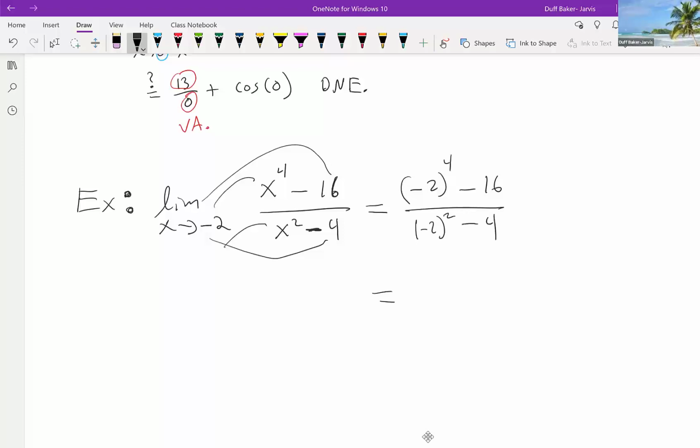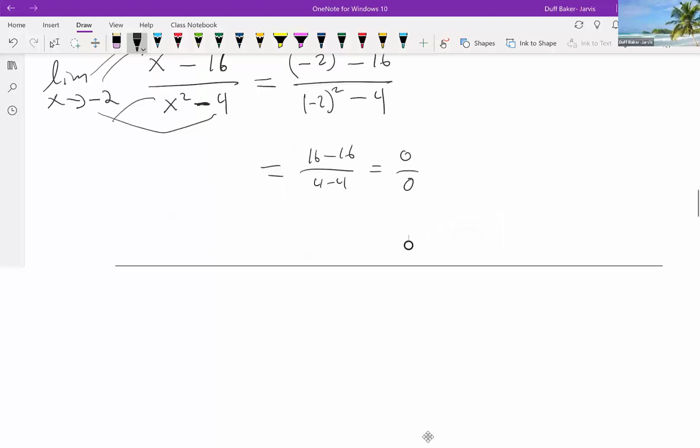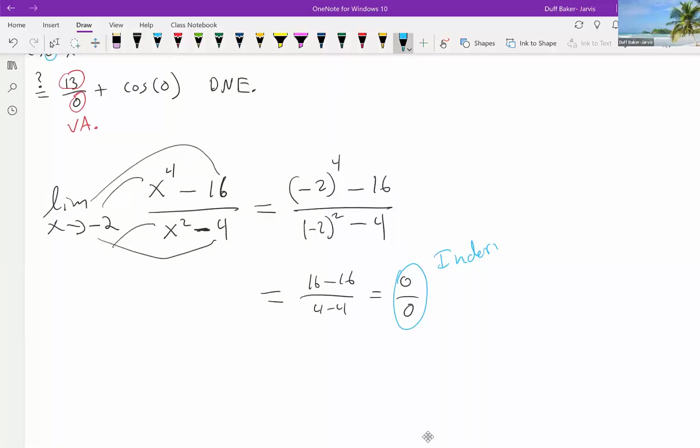But if I do that here, I end up with 16 minus 16 over 4 minus 4. I end up with 0 over 0. So if you ever plug in and end up with 0 over 0, this is what's called an indeterminate form. Basically what an indeterminate form means is it could be anything. It doesn't tell you that the limit doesn't exist. It tells you the limit could exist and be just about any number, or it could not exist. It basically gives you no information. So it's indeterminate. It didn't determine the limit.